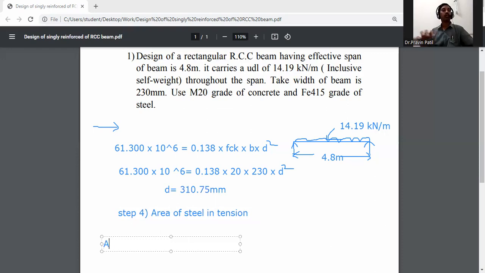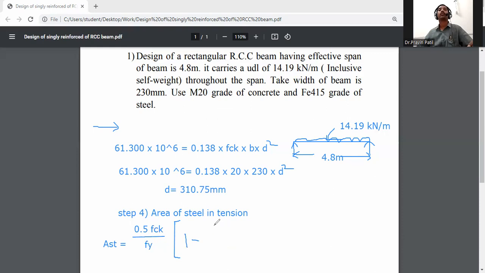So we know the formula: Ast is equal to 0.5 fck divided by fy, in bracket. This is the standard formula.